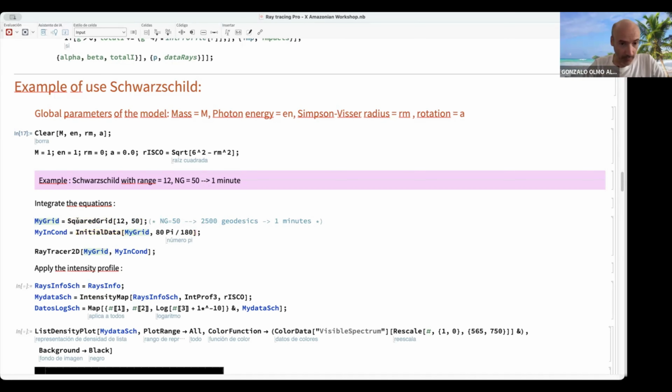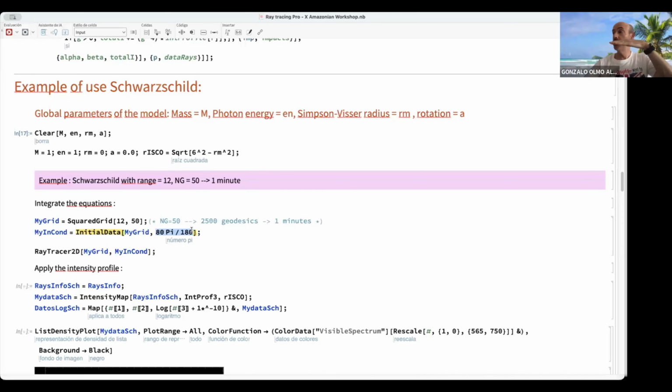Also, we define this grid with these characteristics, okay? From plus 12 to minus 12 with 50 elements in between. And the initial conditions are computed for this grid and this inclination angle, okay? In the previous lecture, we were looking at the black hole from the North Pole, okay? That was theta equal to 0. Now we are looking at the black hole with the detector near the equatorial plane. So from 80 degrees, almost 90.